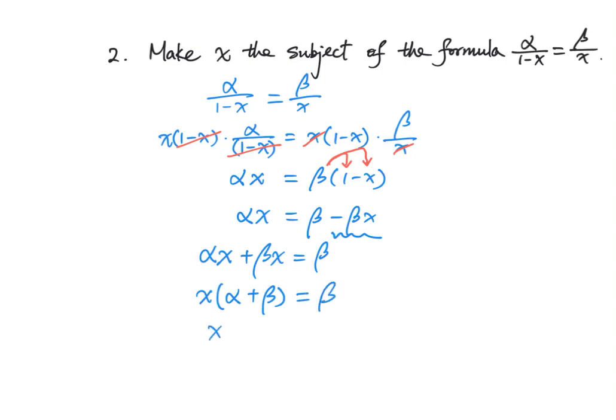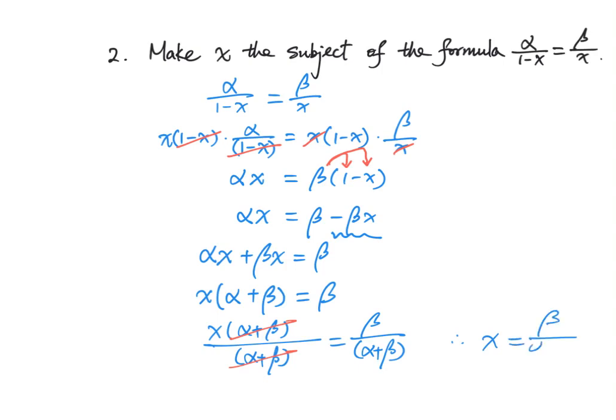Now we need to move the bracket to the right-hand side, so we divide by the whole bracket on both sides. So beta over (alpha plus beta). So the whole bracket can be cancelled. So the left-hand side, which is x, is left. Right-hand side, beta over (alpha plus beta). Now x is the subject. That's it. Thank you.